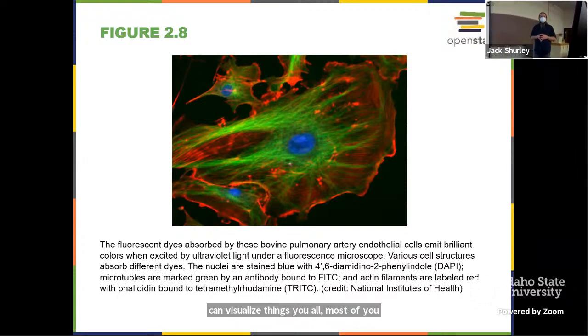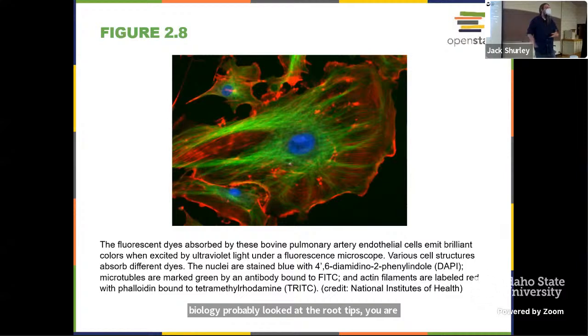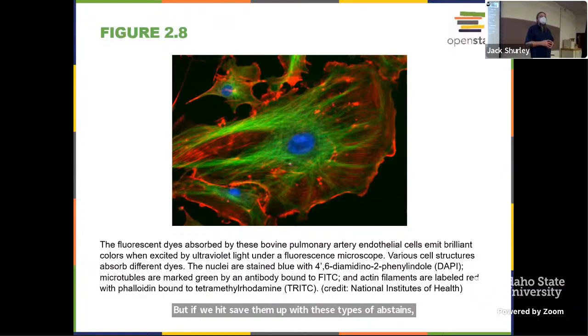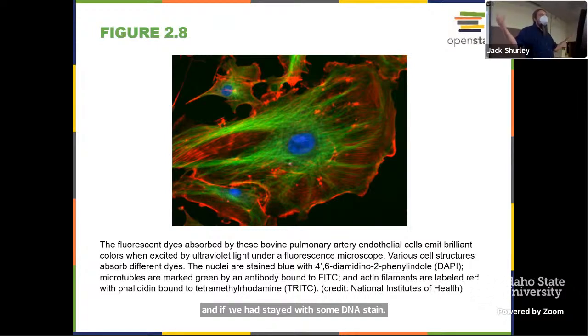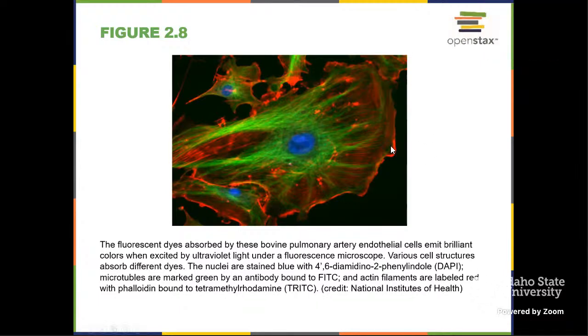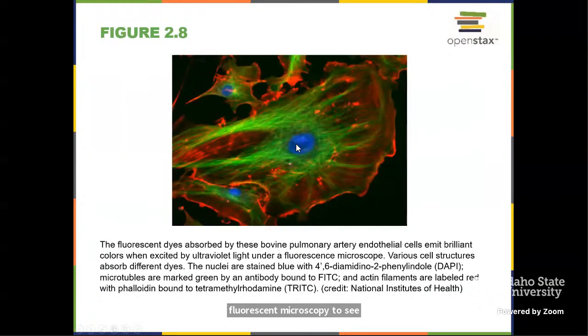Most of you that took biology probably looked at the root tips. You weren't seeing details like this, but if we had stained them with these types of stains, we would have, right? And we would see green and red as we are linking up and trying to grab those chromosomes. And if we had stained with some DNA stain, you could see those chromosomes glowing in the dark as well, right? All in a nice line in metaphase or in anaphase as they're being pulled apart. We could see all of that stuff. And there are images, and definitely they show in biology books, that give you some fluorescence microscopy to see some of that process. And I think that's pretty stinking cool.